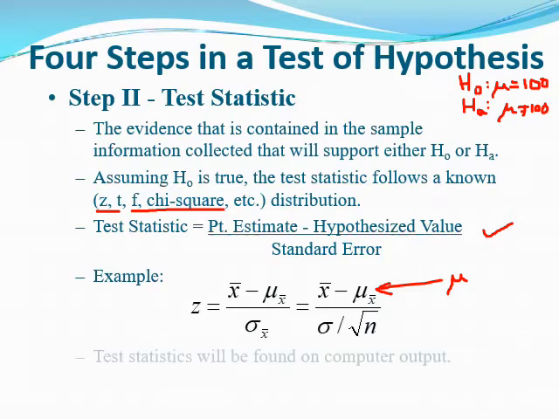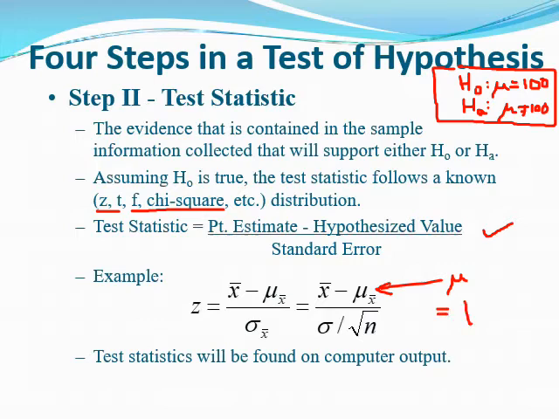The bottom line is, test statistics are going to be found on the computer output. These are going to be calculated for us. We're going to go ahead and tell the software, this is the test that we want to conduct. We want to compare to see whether the mean is equal to 100 or the mean differs from 100. And then it's going to come up with a number. And now you're going to have to do something with that number.